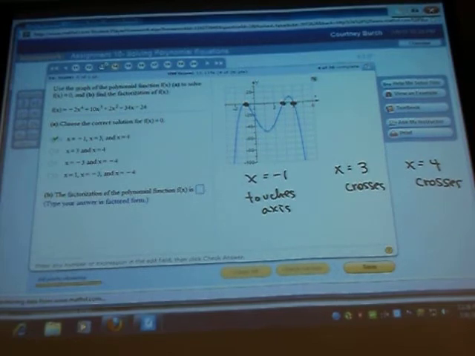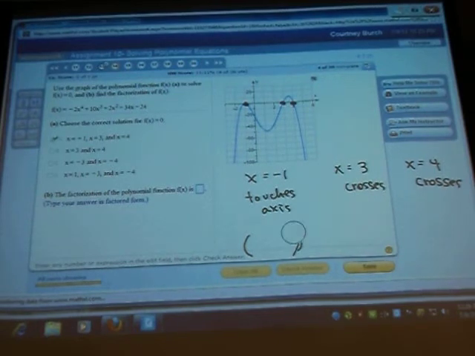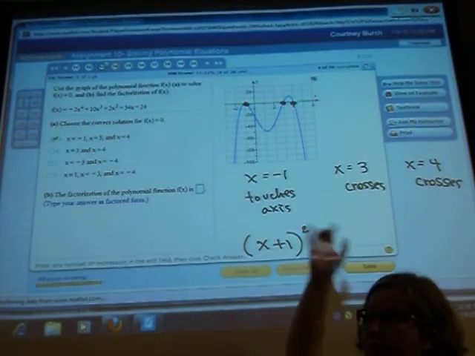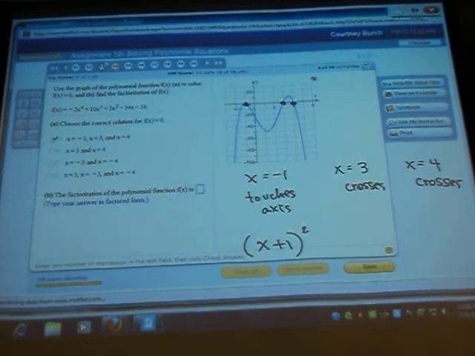Now, what factor would negative 1 come from? It would come from x plus 1, right? Now, to make it repeated, you just need to square it. So it's like you'd have x plus 1 times x plus 1. That would give you negative 1 and negative 1 twice.